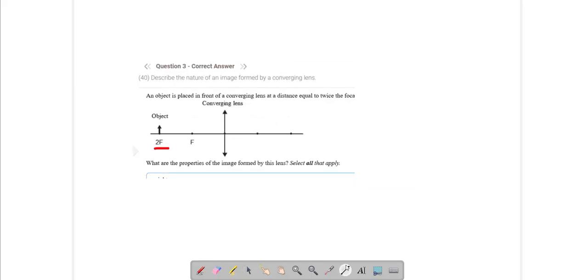Here, so how do we get the image? We draw a line parallel to the principal axis, which is the x-axis, and then it passes through the point F, or the principal focus, and we draw another line passing through the optical center or the origin. We will see that they intersect at 2f and they are the same size, and it's inverted. One is going up and one is going down. So this is how it works.